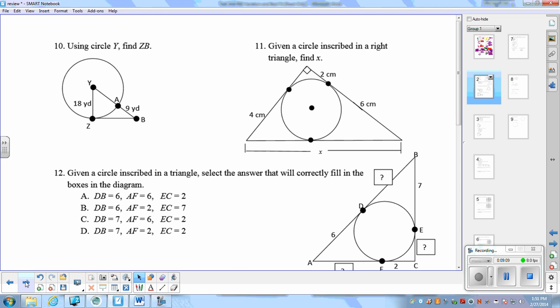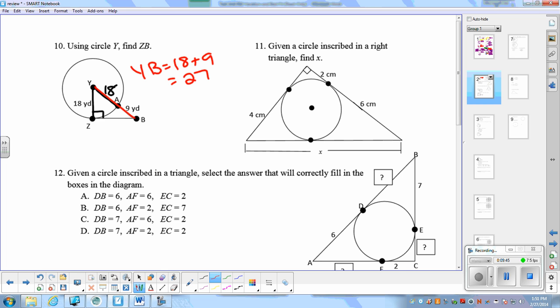Number 10. All right, so let's look at this. Since we know YZ is 18, we know YA is going to be 18 because it's another radius. We know angle YZB is going to be 90 degrees because we have a radius intersecting the tangent line at the point of tangency. So we look here. My hypotenuse of this triangle would be this whole line. So my hypotenuse is YZ, which can be 18 plus 9, which is 27.